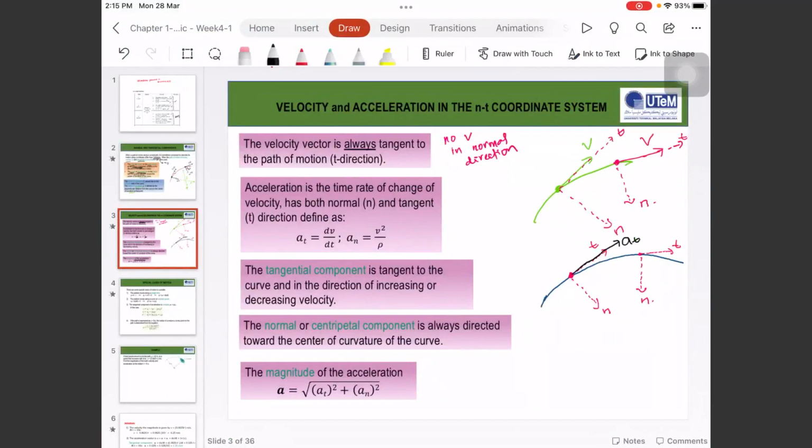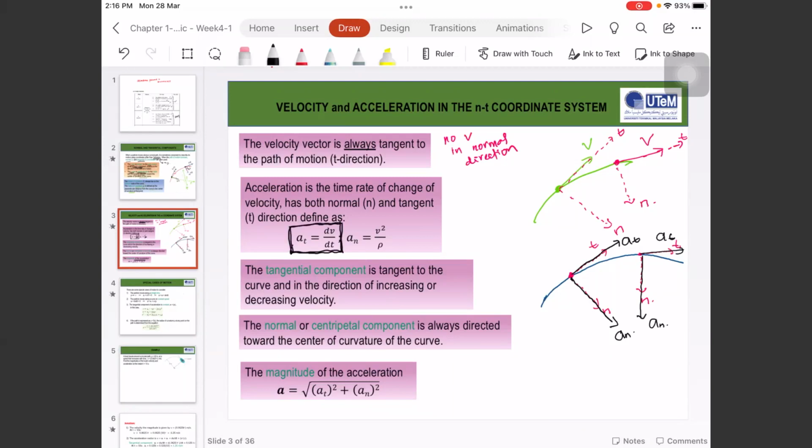Okay, you have A tangent, and then you also have A normal. Here you have A tangent and you have A normal. So what is A tangent? A tangent is defined as these equations: dv over dt. And then what is A normal?